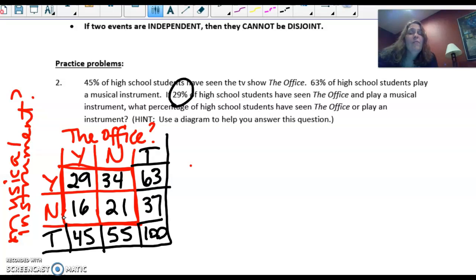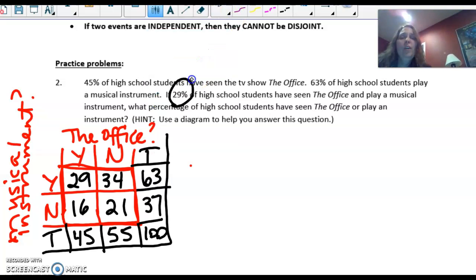Sometimes people also look at Venn diagrams. I feel like most recently this has been the preferred method, but if you'd like to learn more about the Venn diagram, let me know and I'll be happy to help. The question says, what percentage of high school students have seen The Office or play an instrument? Well, we've got a couple different ways to do that.